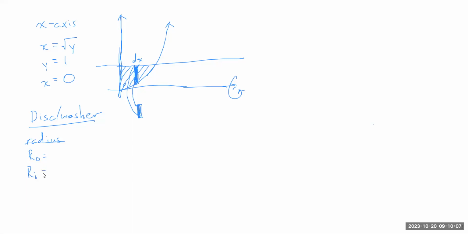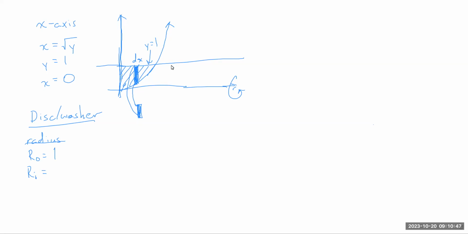What is going to give me the outer radius of this solid that I'm trying to build? Another way to ask that question is, what is further away from the axis I'm going to rotate over? In this case, it's got to be the higher of the two things. So this right here is y equals 1. So I think my outer radius is not a variable function, but simply 1, right? What is the inner radius?